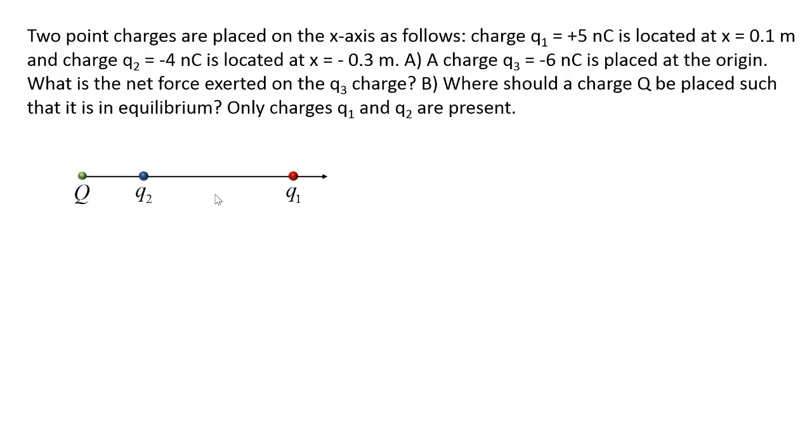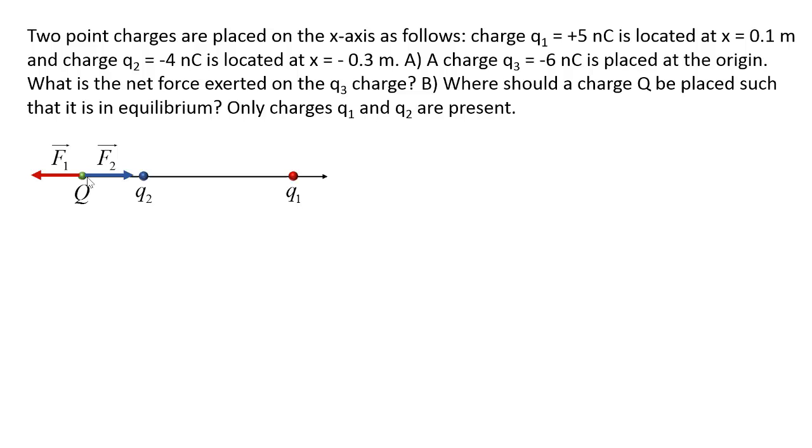So I am going to place the charge Q to the left of charge Q2, and I'm going to consider again that it is a positive charge, it doesn't matter. And then there will be an attraction force between Q and Q2 and a repulsion force between Q and Q1. These two forces, F1 and F2, are oriented in opposite directions, and their magnitudes have to be equal in order for the charge Q to be in equilibrium.